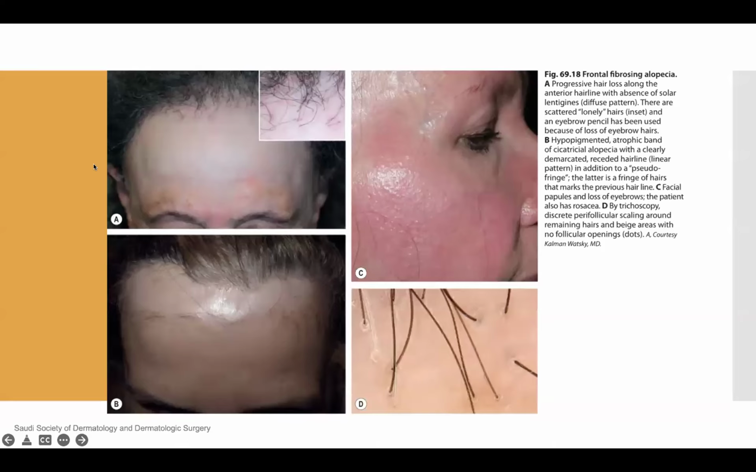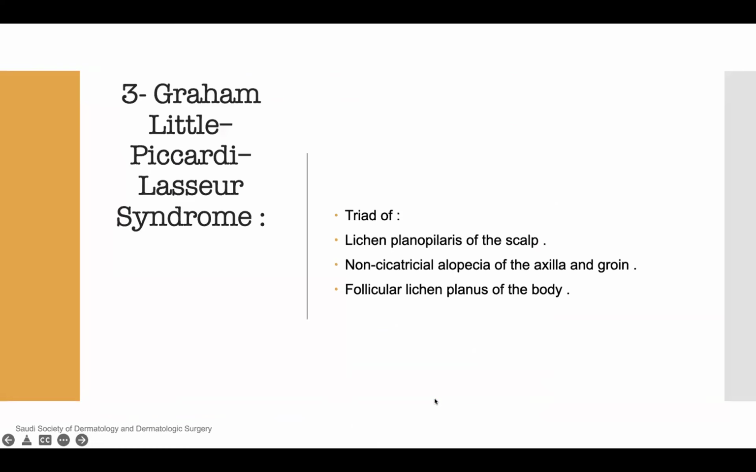So as you can see here, the progressive hair loss along the anterior hairline with the absence of any lentigines is considered a diffuse pattern. And here, this is the linear pattern. Here we can find the eyebrow loss also. And on trichoscopy, we can find absence of follicular units and no follicular openings.